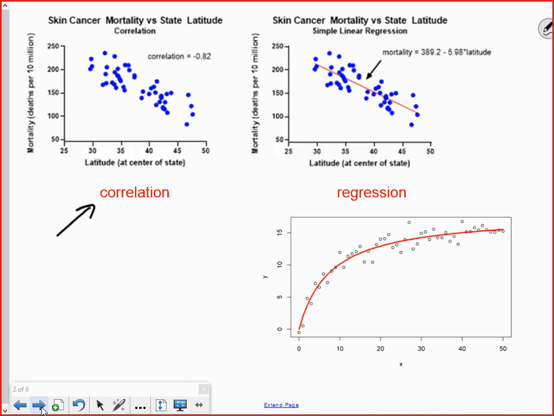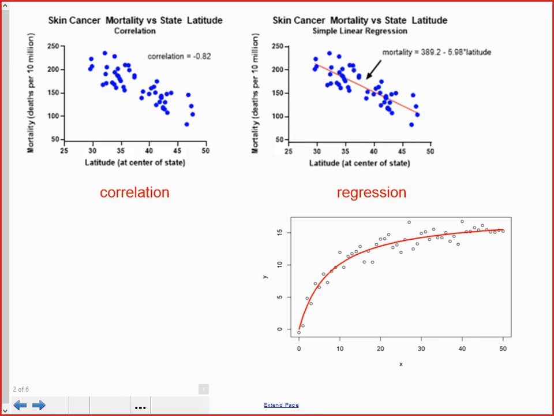What we want to do today is something a little bit further, what is called regression. And what we're doing in regression is we are fitting a very specific line or curve with a specific equation to the set of data.